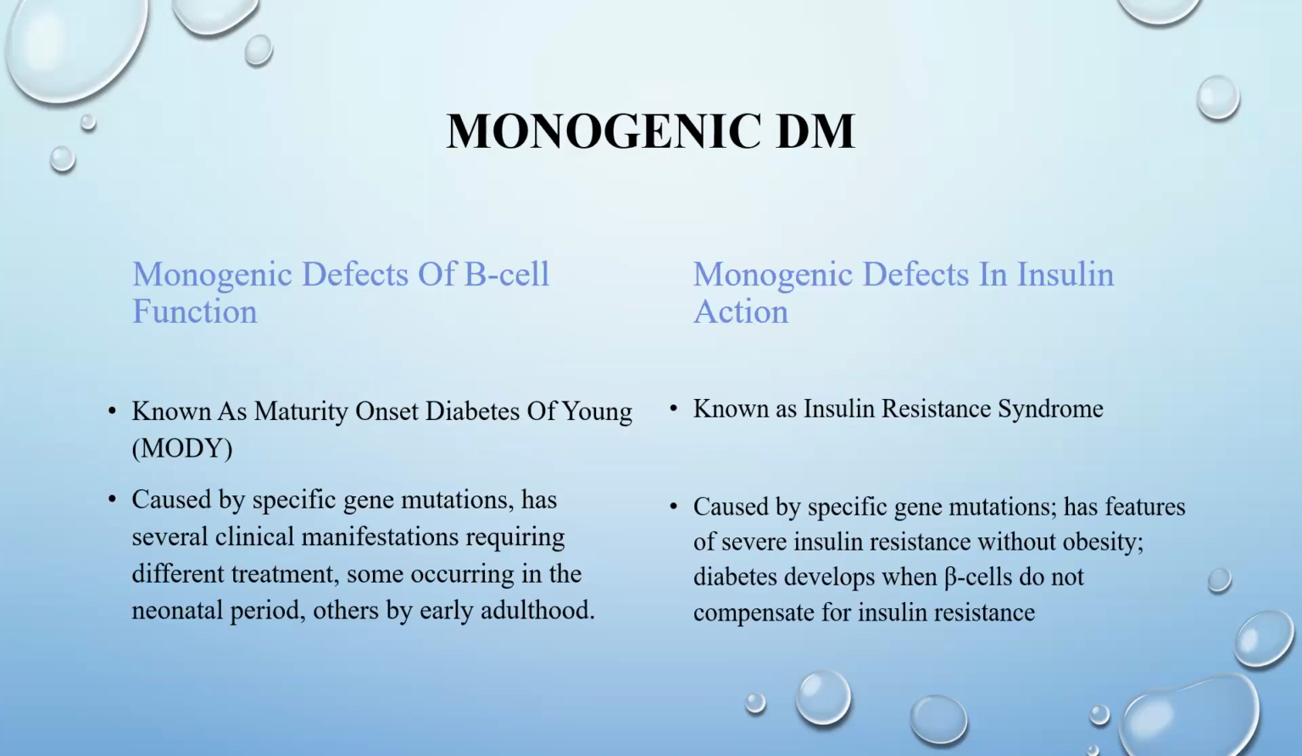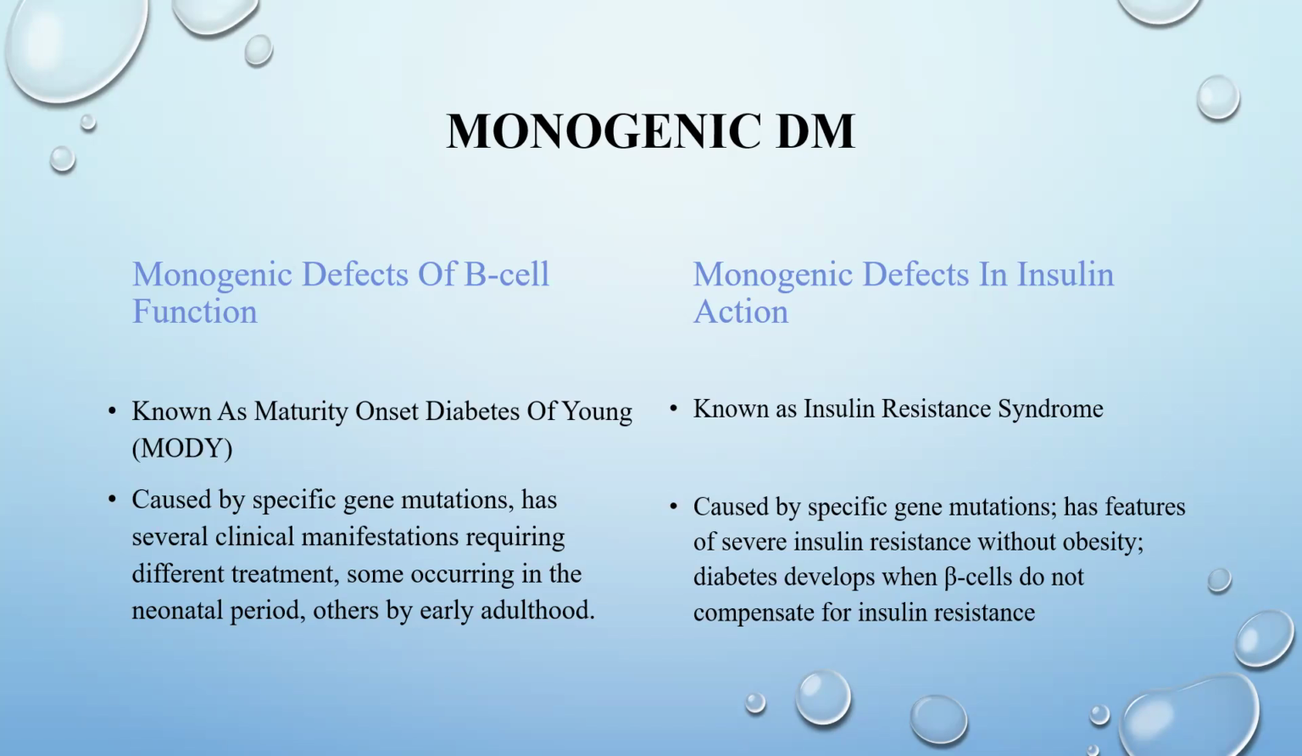In monogenic diabetes mellitus, there are two kinds. The first one is monogenic defects of beta cell function, which is also known as maturity onset diabetes of the young, MODY. It is caused by a specific gene mutation and has several clinical manifestations requiring different treatment, some occurring in the neonatal period and others by early adulthood.